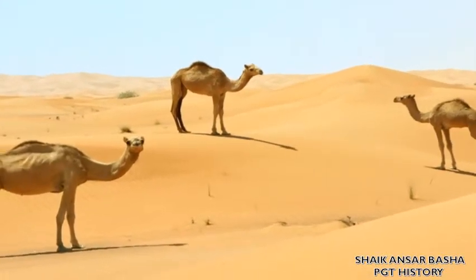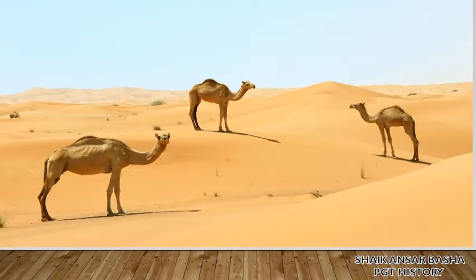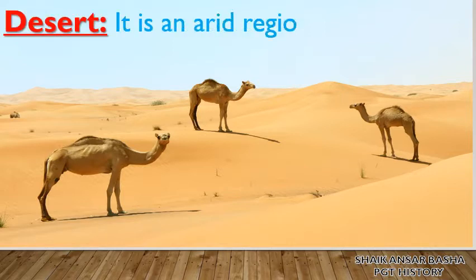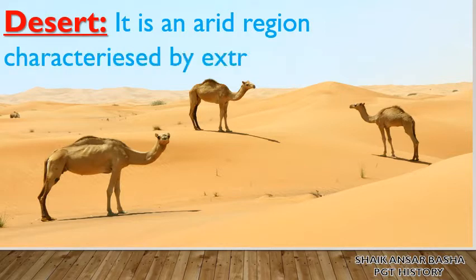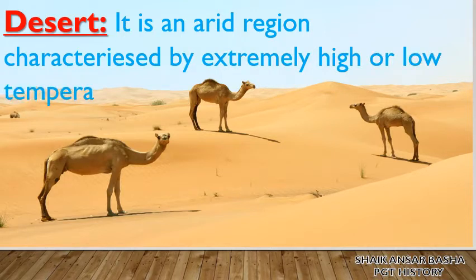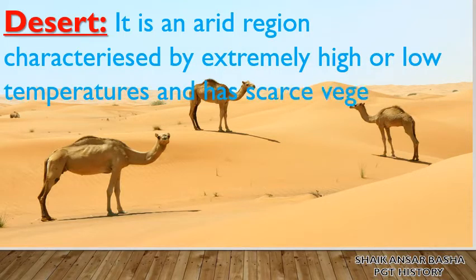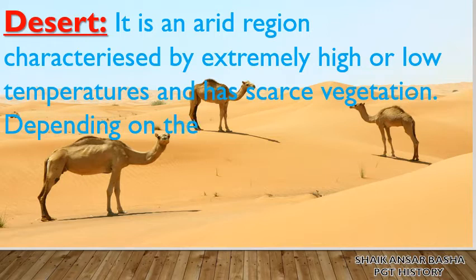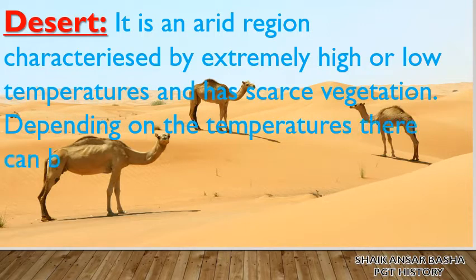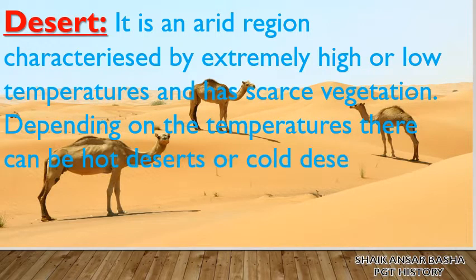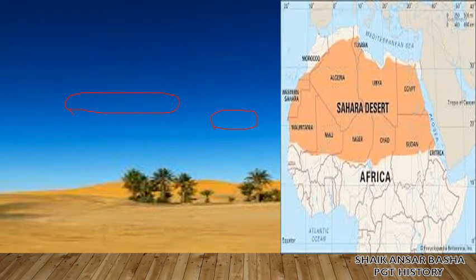This is the ship of the desert. There is the camel. Desert is an arid region characterized by extremely high or low temperatures and has scarce vegetation. Depending on the temperatures, there can be hot deserts or cold deserts. Sahara is a hot desert and Ladakh is a cold desert that we are going to study.